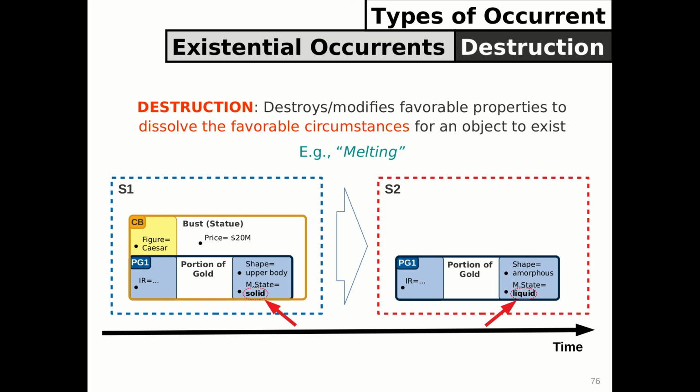An example of this type of occurrent applied to the bust case would be the melting event. That's a transition from a situation in which we have a bust that's constituted by a portion of gold in solid state, and this portion of gold is melted so that it acquires a liquid state, and being liquid, the favorable circumstances for the existence of a bust are gone, and then we no longer have the bust.